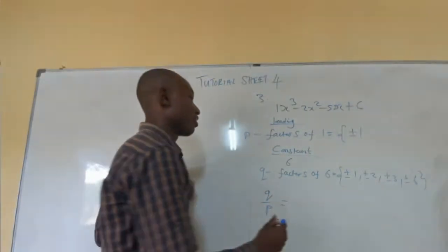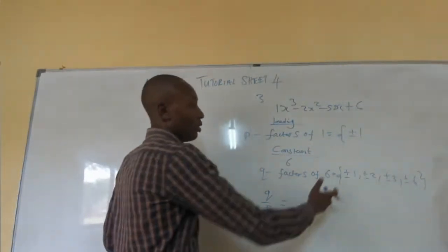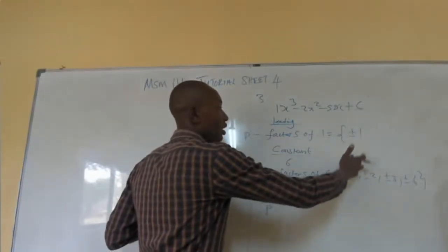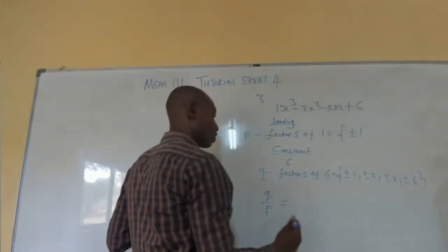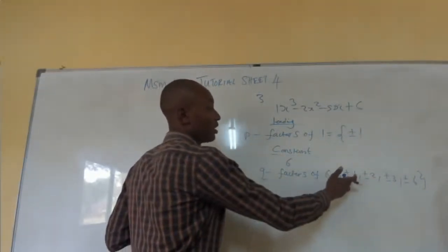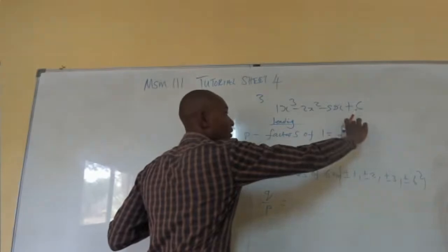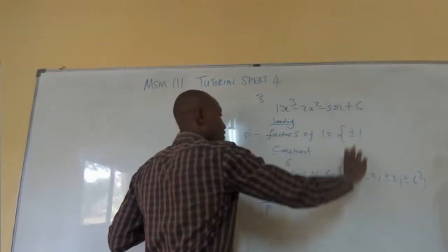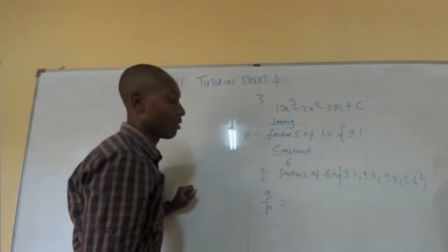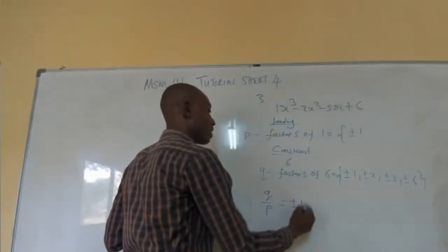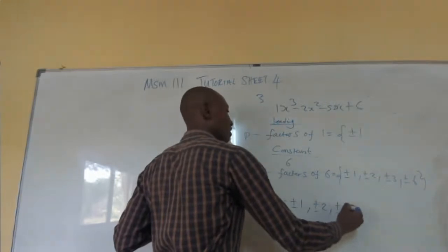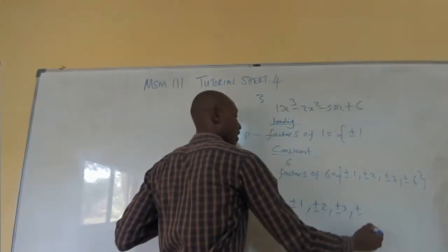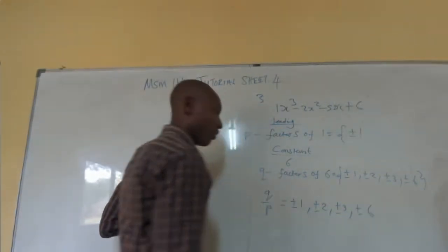Okay, so here we have plus or minus 1. So now, when you say 1 into 1 is 1, 1 into negative 1 is negative 1. So you notice that when you divide this factor into that factor, you're still going to have a plus or minus 1. The next one is plus or minus 2, plus or minus 3, plus or minus 6, if you divide.